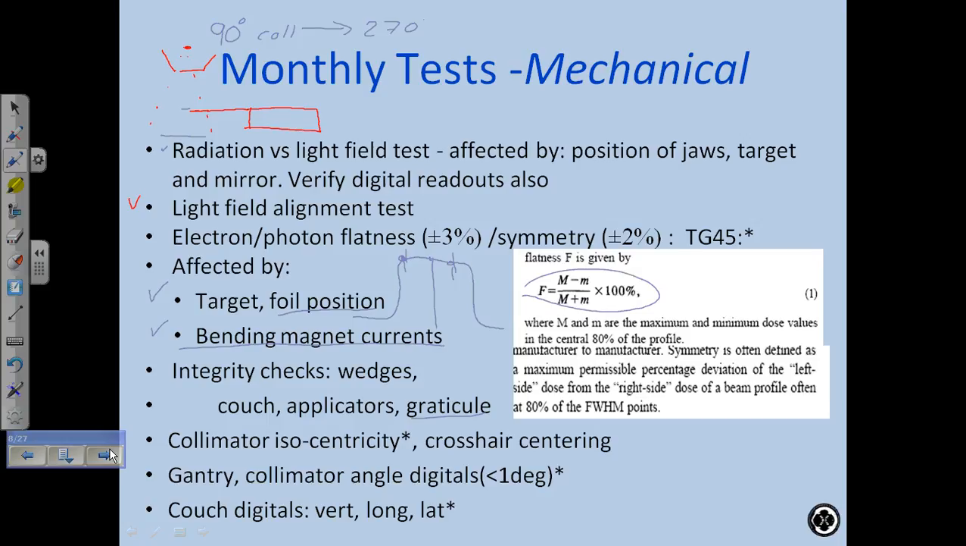Okay, collimator isocentricity, crosshair centering. So that's just rotated collimator walkout. You guys have probably done that test. Gantry collimator angle digitals. Tolerance is less than a degree. And couch digitals, very long on that. You guys are all okay with all that stuff, right?